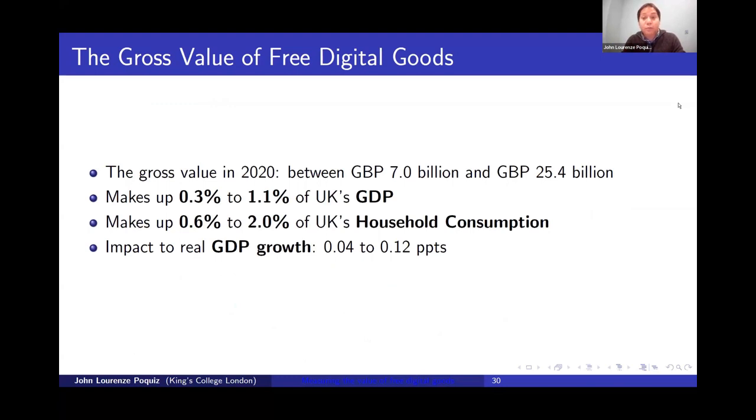Just a summary: the gross value for digital services as per our estimate would be around 7 billion to around 25.4 billion. This makes up around 0.3% to 1.1% of GDP, or 0.6% to 2% of household final consumption. The impact to the GDP growth rate is around 0.3 to 0.12 percentage points.